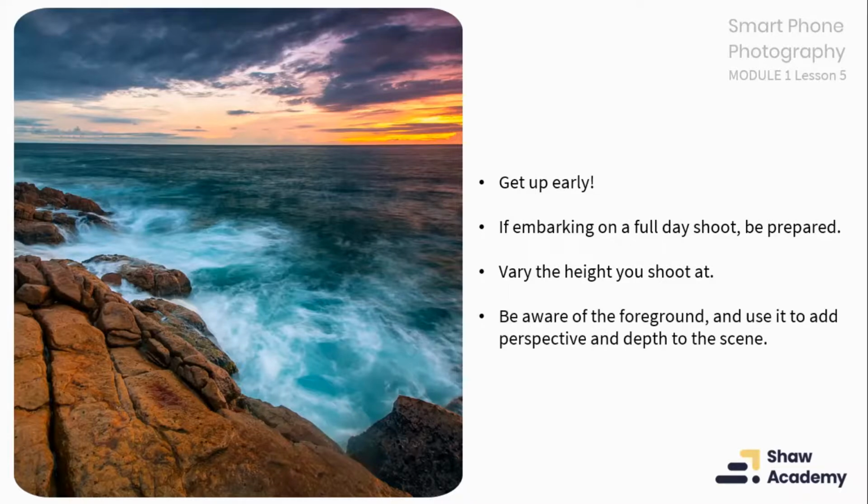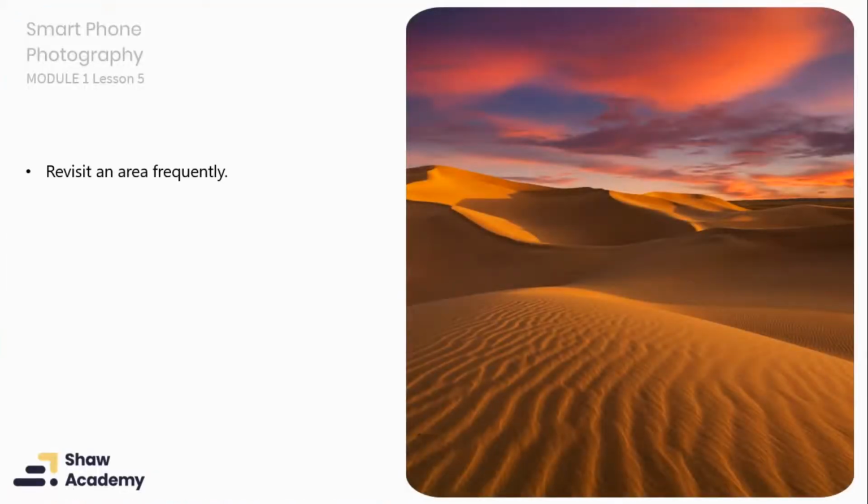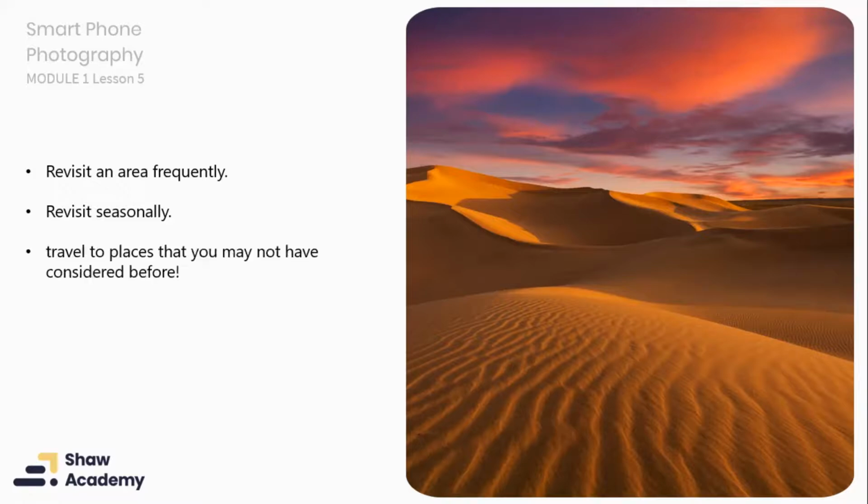Be aware of your foreground, as I just mentioned. Use it to add depth and perspective to the scene as well. Now, when you're photographing, revisit an area frequently, especially if it's somewhere local to you. You can always go back and revisit it at different times, different days, different weather, different seasons as well, to get that different light, to get that impact of time on that area as well, how it changes over the course of time too.